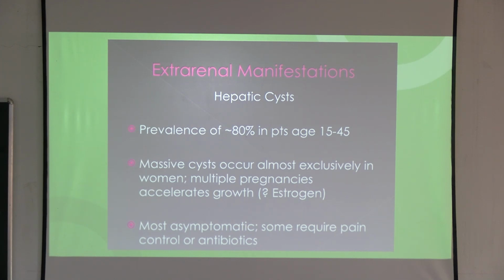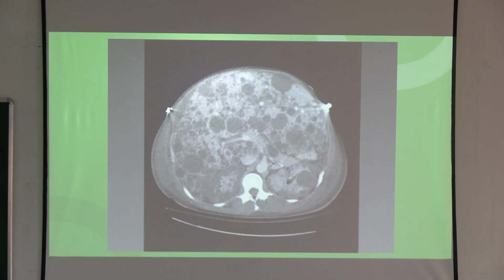So, what are the extrarenal manifestations? First extrarenal manifestation is cerebral aneurysm and next is hepatic cyst. What is the prevalence? 80% at the age of 15 to 45. Okay. So, hepatic cyst is another important extrarenal manifestation.